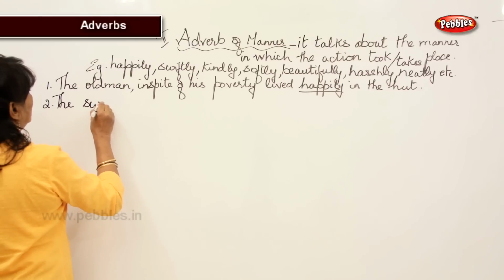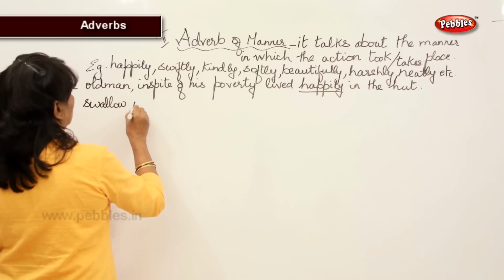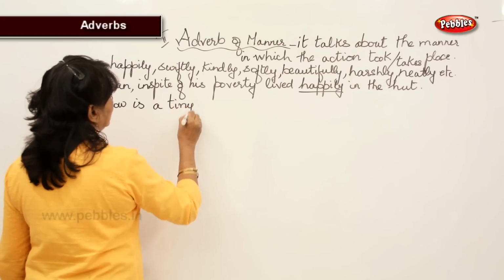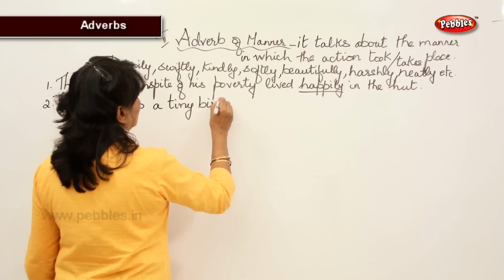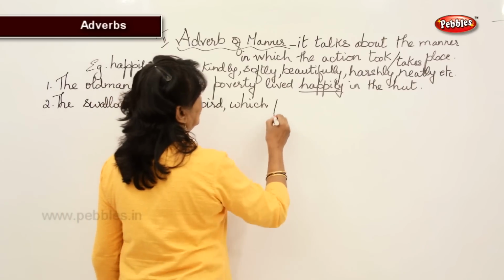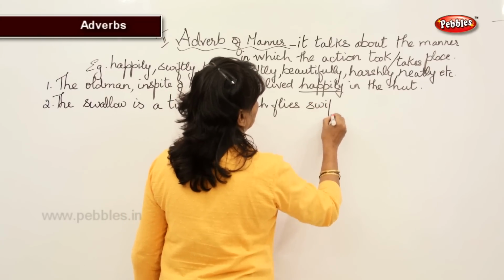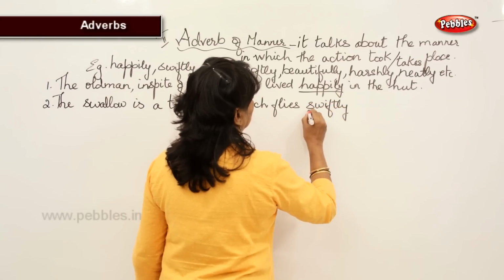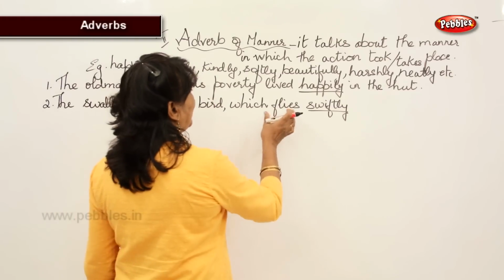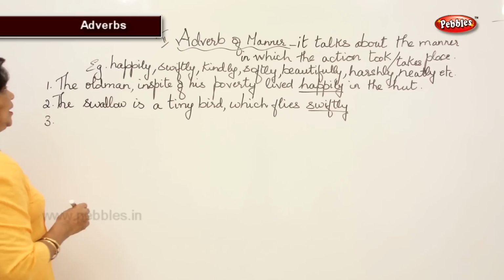The swallow is a tiny bird which flies swiftly. Swiftly is an adverb of manner. Flies, how does it fly? It flies swiftly. Next.